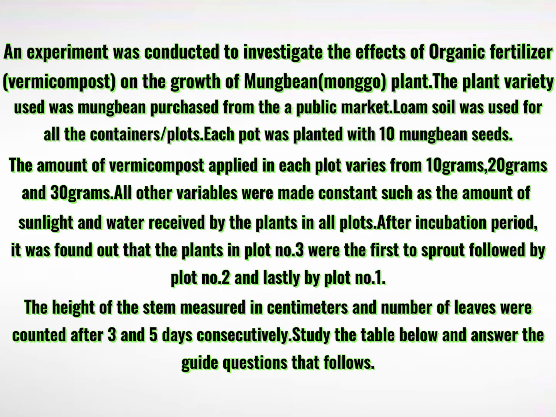All other variables were made constant, such as the amount of sunlight and water received by the plants in all plots. After the incubation period, it was found out that the plants in plot number 3 were the first to sprout, followed by number 2, and lastly by plot number 1. The height of the stem, measured in centimeters, and the number of leaves were counted after 3 and 5 days consecutively. Study the table below and answer the guide questions that follow.